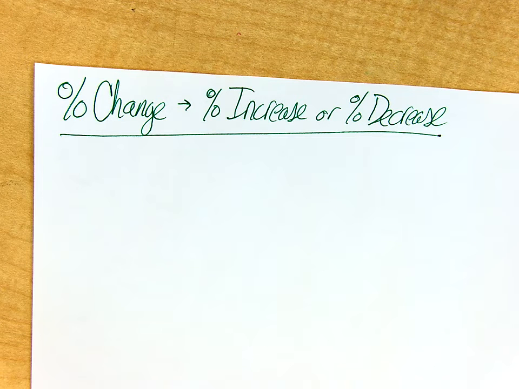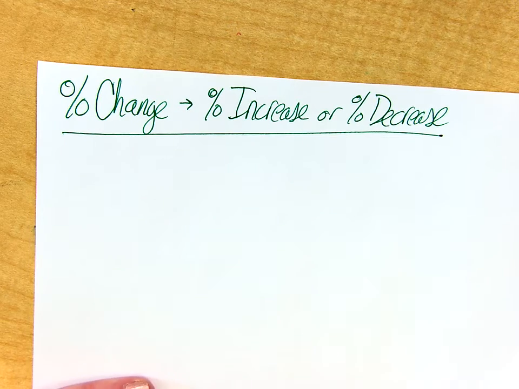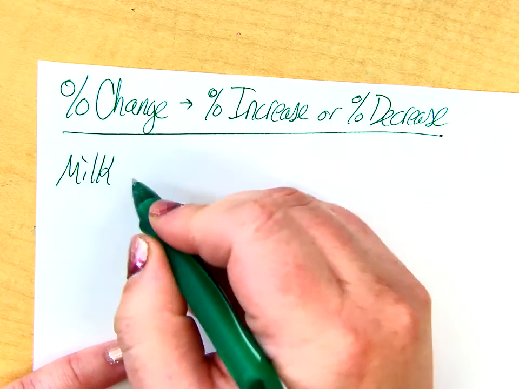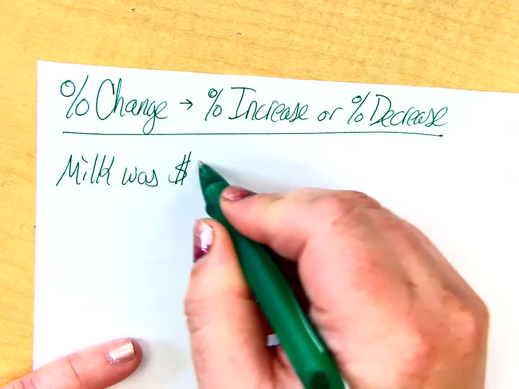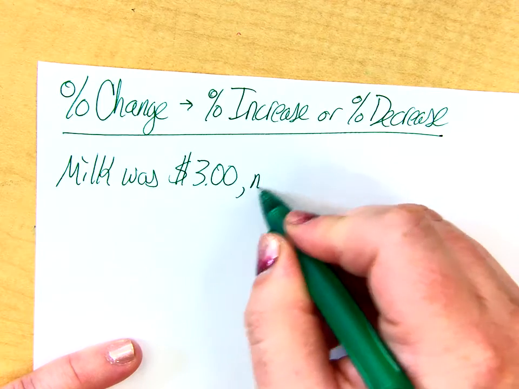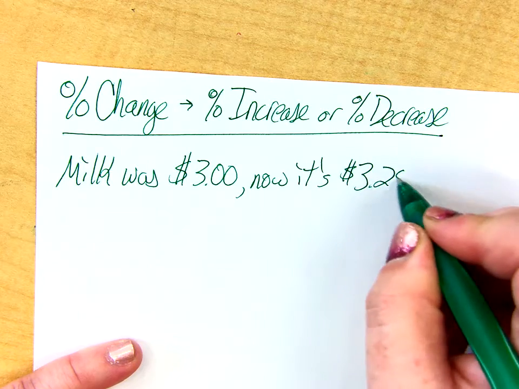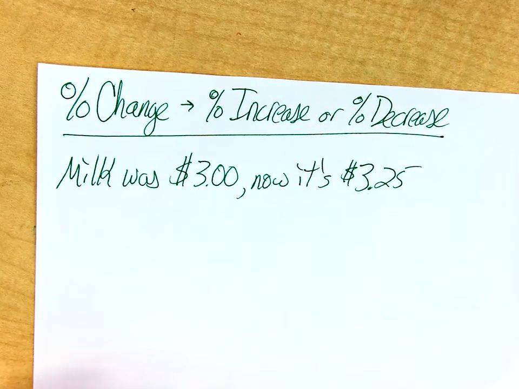You're shopping, or your parent or guardian is like, what? This is so much more expensive than it used to be. Or could you imagine such a scenario? Okay, let's just use the one that I just said. So, milk was $3. Now it's $3.25. If I want to know by what percentage the price went up, I can use percent change.